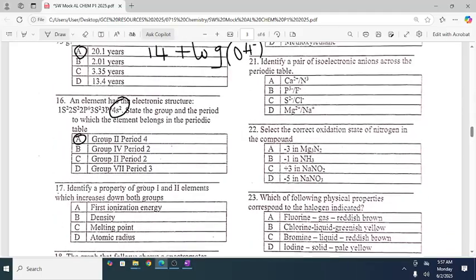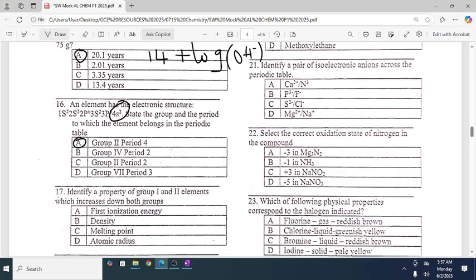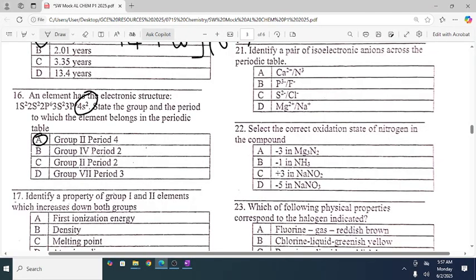Okay, 22. Select the correct oxidation state of nitrogen in the compound. Now, is the oxidation state of nitrogen in magnesium nitrate -3? Let us see. So let's just call the oxidation state X. That of magnesium is plus 2, so you're going to have 3 times 2, which is 6, plus 2x equal to 0, because the compound is neutral. So X will be -3. So X is -3, right? Yeah, so option A is correct.